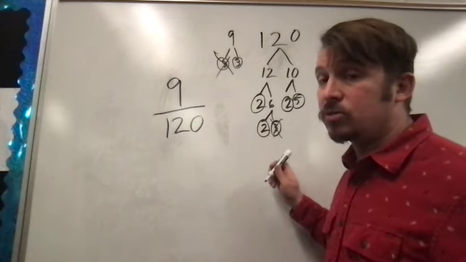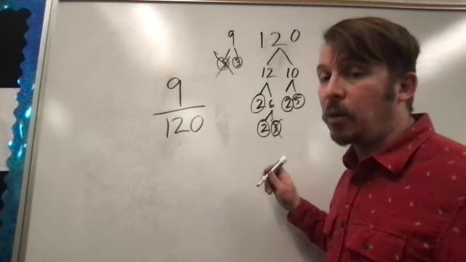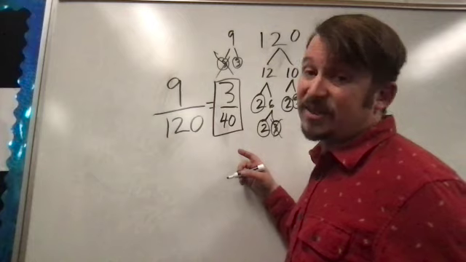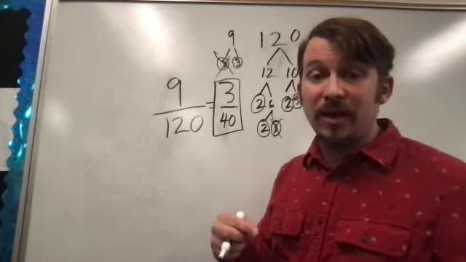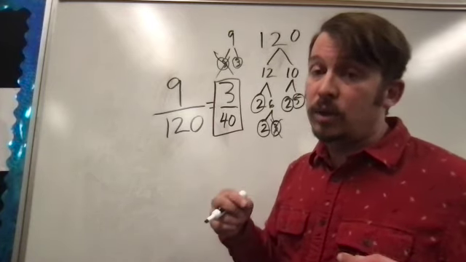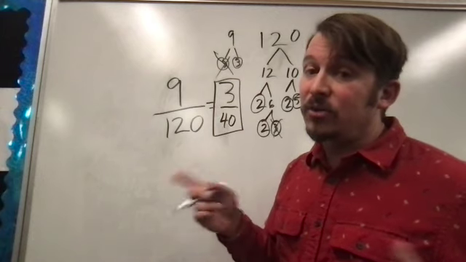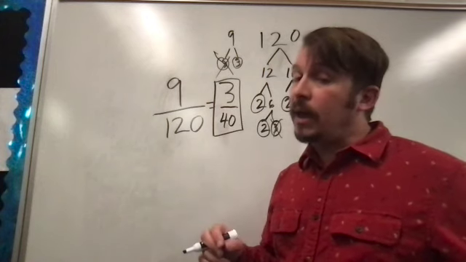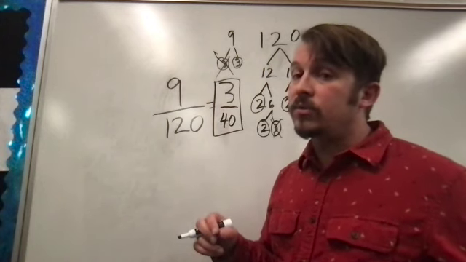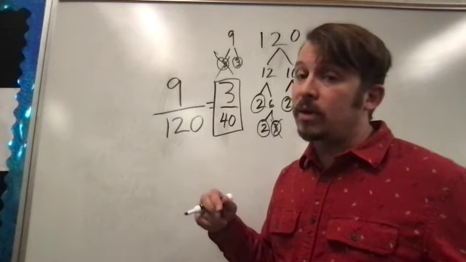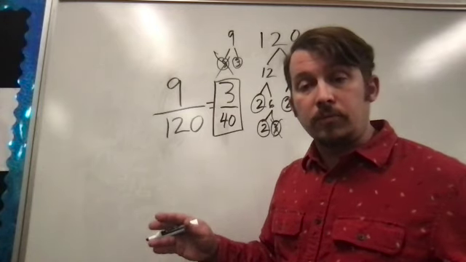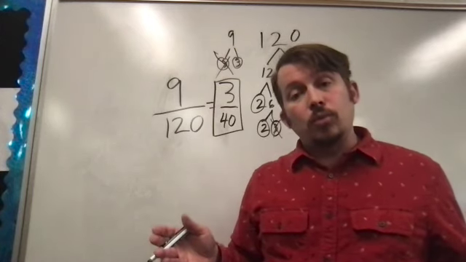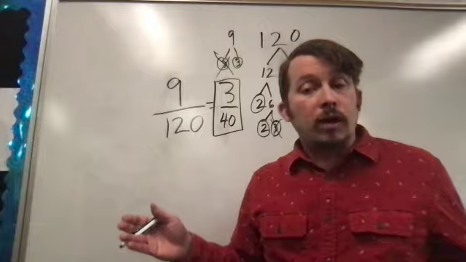We just have to put 120 back together without its 3. So if you put 120 back together without a 3, or basically divide 9 by 3 and 120 by 3, we can say that 9 over 120 reduces to 3 over 40. That's reducing the fraction. We haven't found the unit rate. To find the unit rate, we would divide 3 by 40 and 40 by 40. That's not what we're doing right now.